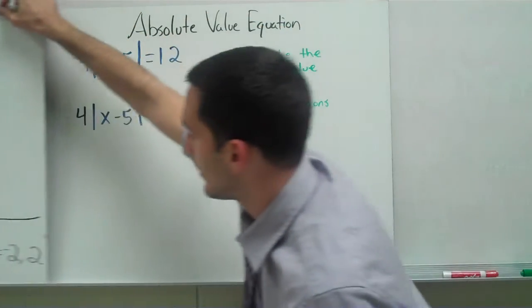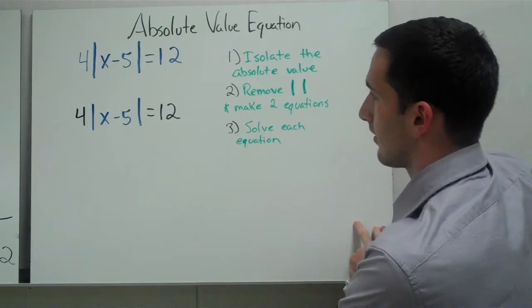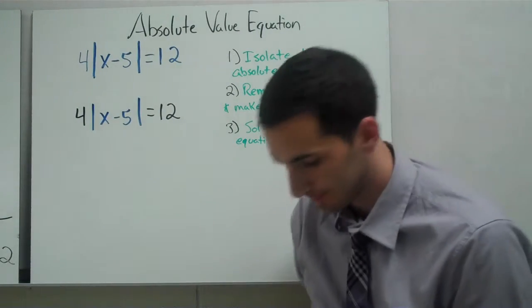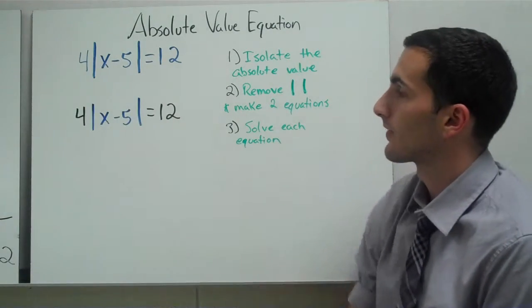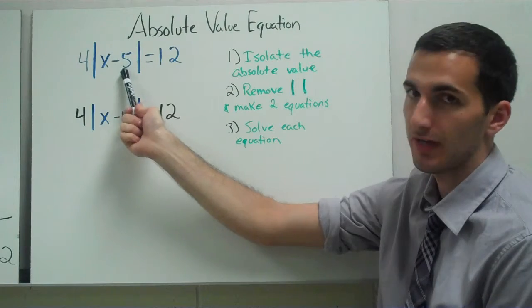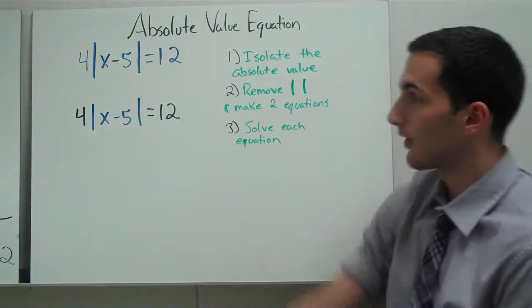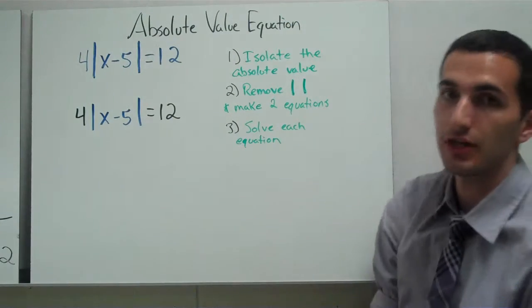So building on that idea, now we're going to talk about what this looks like in a little bit longer of an equation. So absolute value equations look like this. This says 4 times the absolute value of x minus 5 equals 12. And we've got a few steps that we need to copy down to make sure we know how to do absolute value equations.